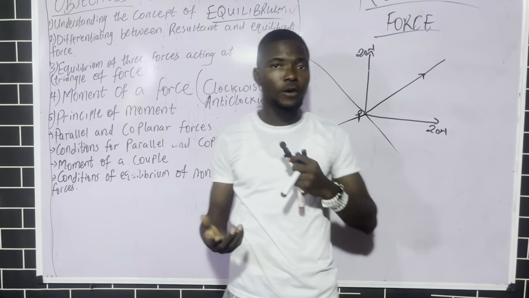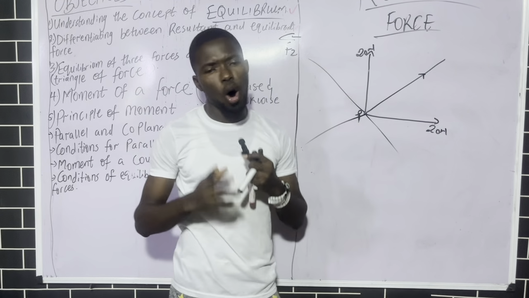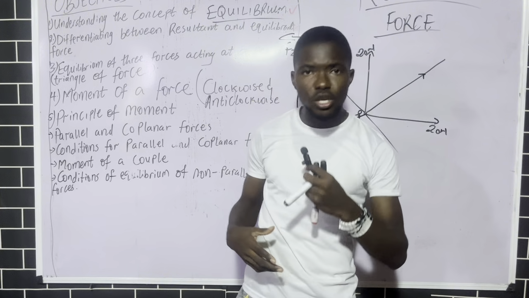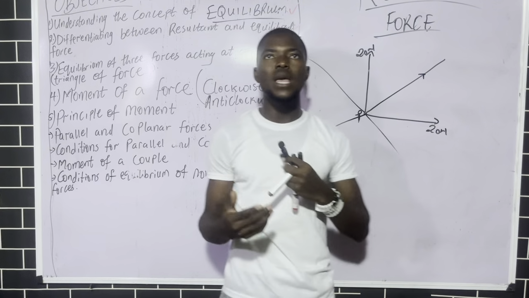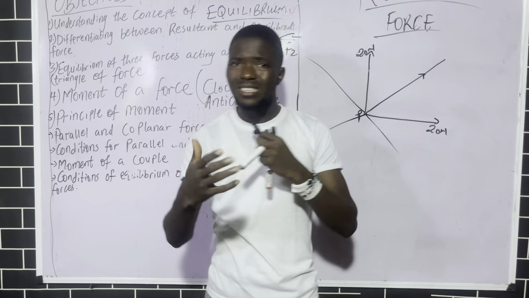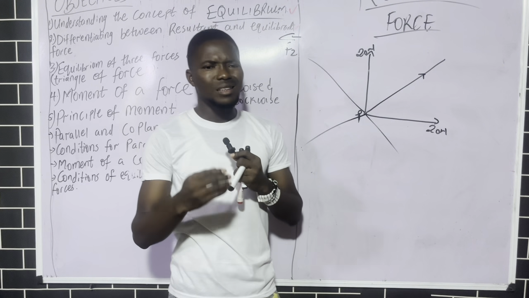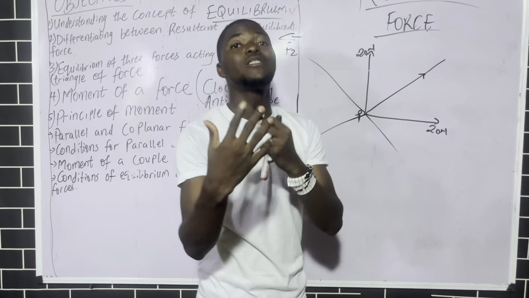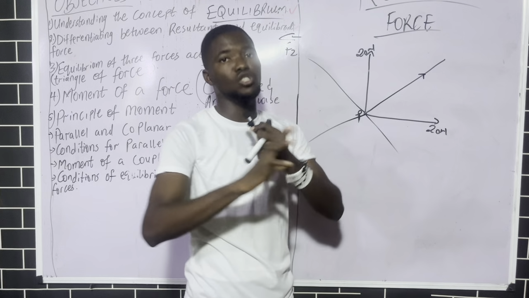There's a particular explanation I used to give anytime I'm explaining resultant and equilibrium. And what is this? In physics, there's a place called optics that talks about light and mirror images and the rest. There's one thing in a plane mirror. In a plane mirror, the image and the object have the same height, the same distance, everything the same. The only difference is that they're opposite. One is laterally inverted. That's the only difference.